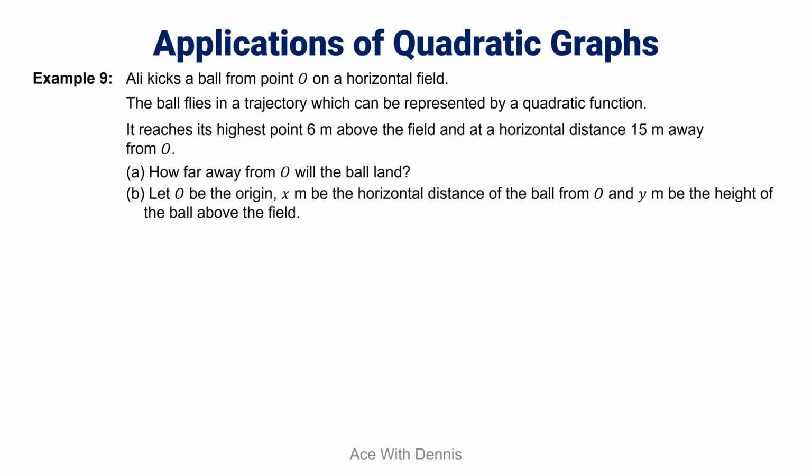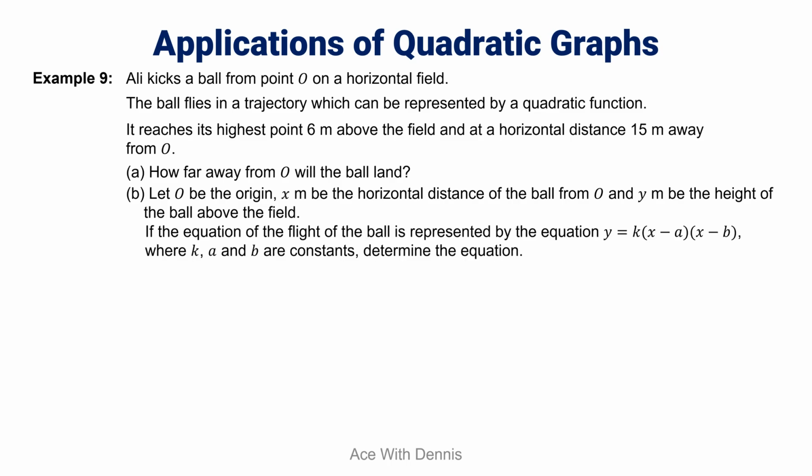B. Let O be the origin, x meters be the horizontal distance of the ball from O, and y meters be the height of the ball above the field. If the equation of the flight of the ball is represented by the equation y equals k times (x minus a) times (x minus b), where k, a, and b are constants, determine the equation. C. Sketch the graph of the equation that is obtained from B.